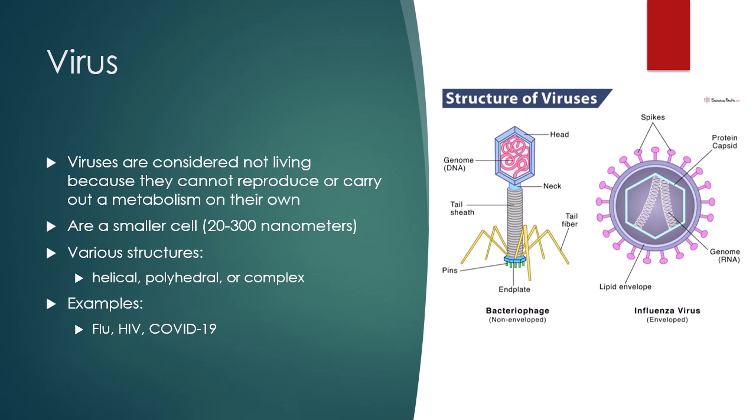Viruses are considered not living because they cannot reproduce or carry out a metabolism on their own. They are a smaller cell, 20 to 300 nanometers, which is very, very small. They come in various structures. Helical, which is kind of like a cylindrical rod shape. If I get the laser pointer here, this section is what they would consider helical. Polyhedral would be kind of like the head of the whole thing, with sharp edges. Or complex, which from what I've seen is kind of rounder, kind of oblong. You couldn't actually give them a specific shape.